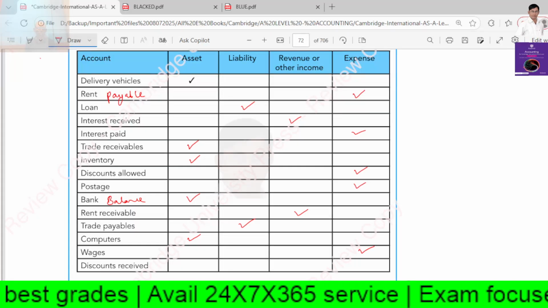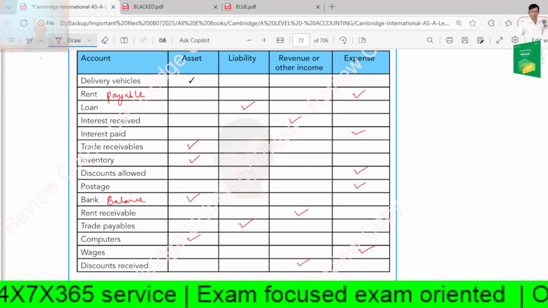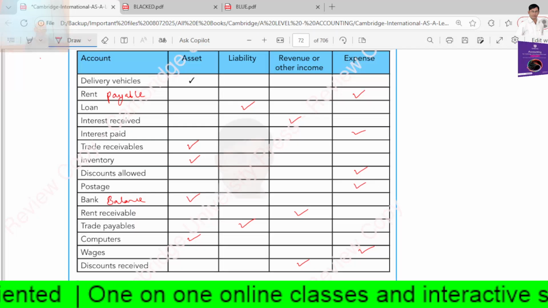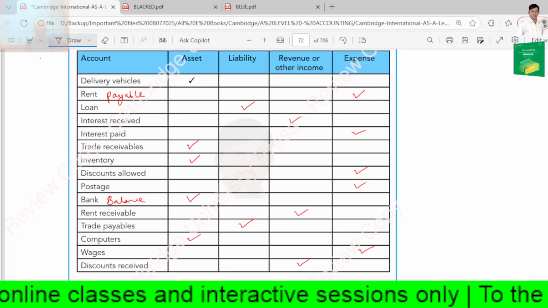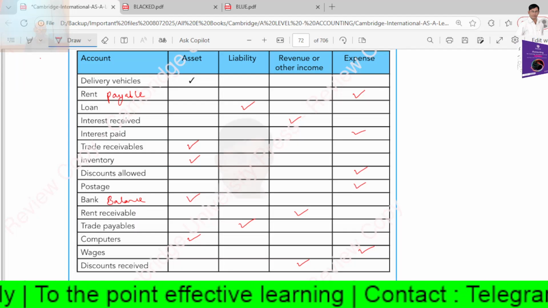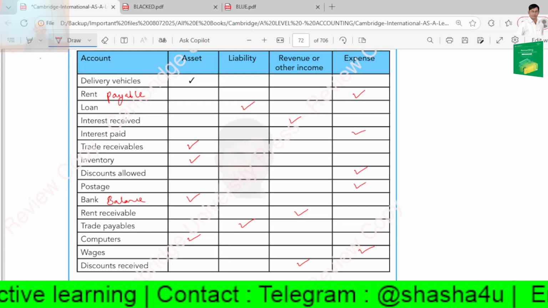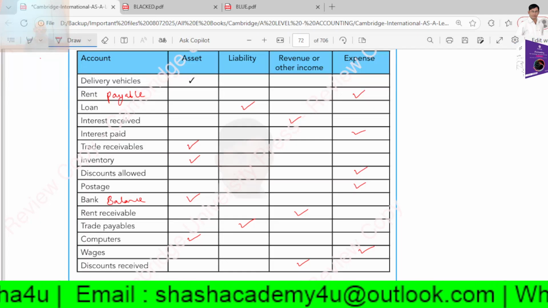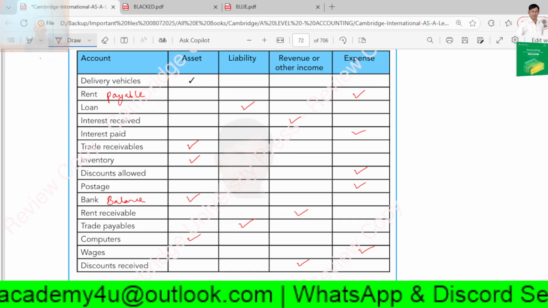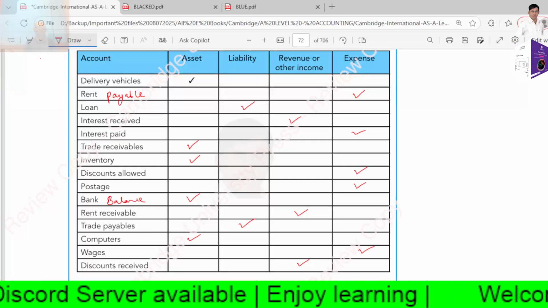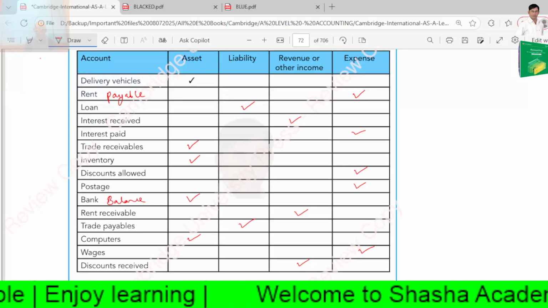Discount received is a revenue or other income. Interest received is normally other income. Discount received is also other income, because interest received is not main revenue from operations. Whatever is not from main revenue operations is considered as other income. Rent receivable also can be considered as other income. So all these are other income.